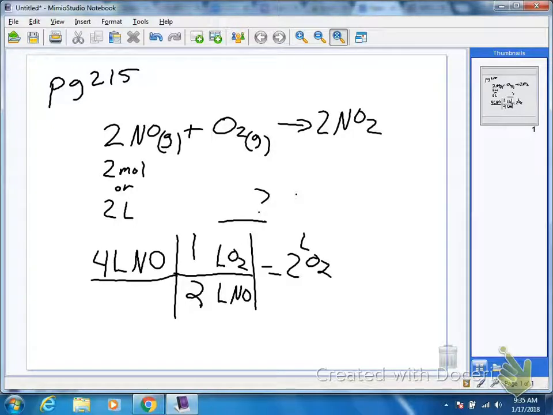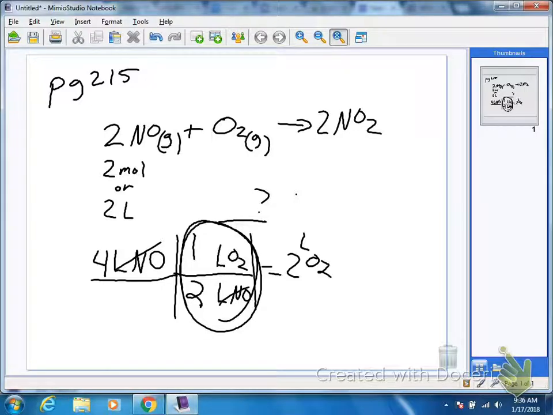Pretty simple. This is the key right here. If you can do this successfully every single time, putting the compounds in the right spots, then you're always going to come up with the answer. You're never going to have a wrong answer. Liters of NO cancel out.